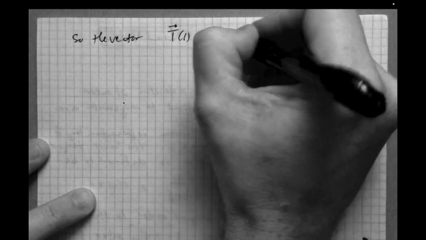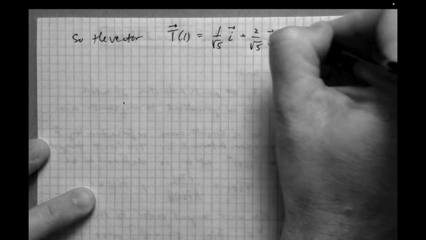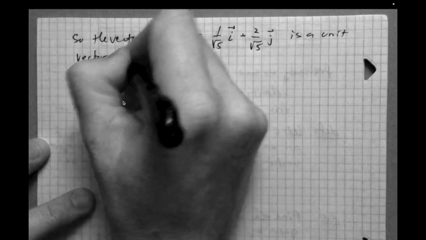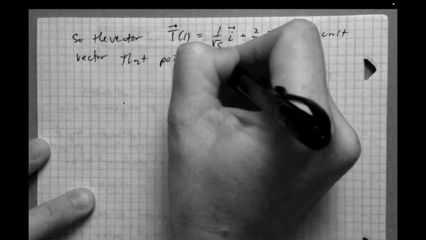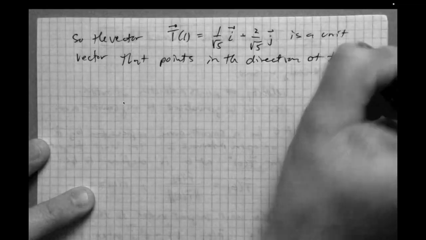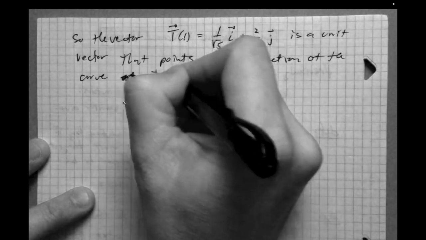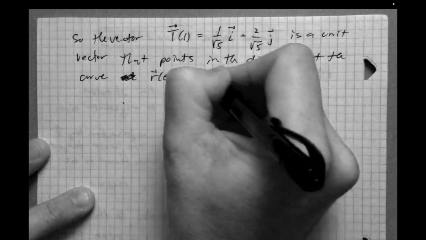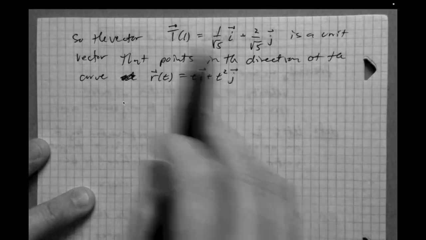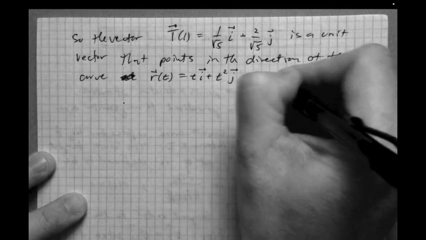1 times the square root of 1 over the square root of 5 i plus 2 over the square root of 5 j. This is a unit vector that points in the direction of the curve, and the curve was t i plus t squared j. So this is a unit vector that points in the direction of the curve at t equals 1.